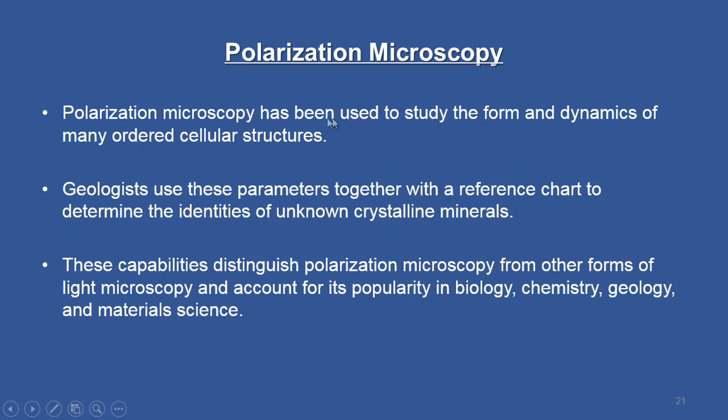Polarization microscopy has been used to study the form and dynamics of many ordered cellular structures. This is with respect to biological samples. Geologists also use these parameters together with a reference chart to determine the identities of unknown crystalline minerals. These capabilities distinguish polarization microscopy from other forms of light microscopy and account for its popularity in biology, chemistry, geology and material science.